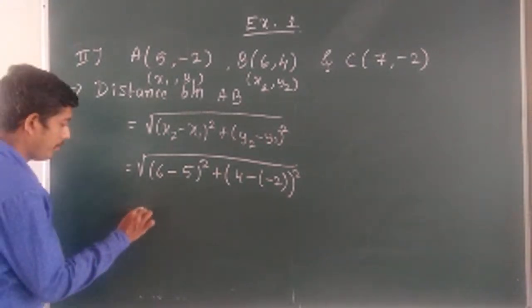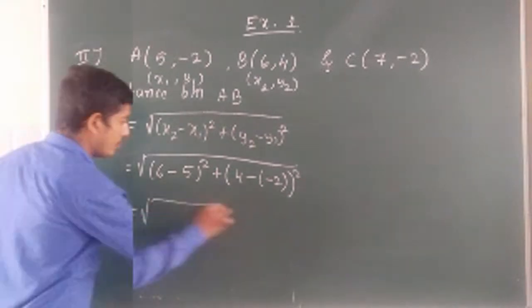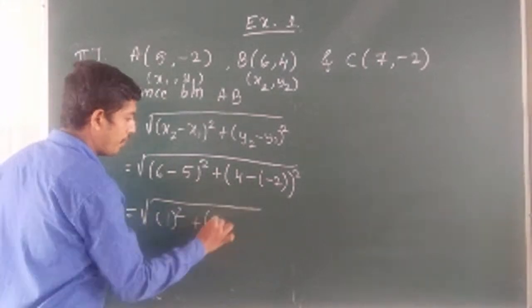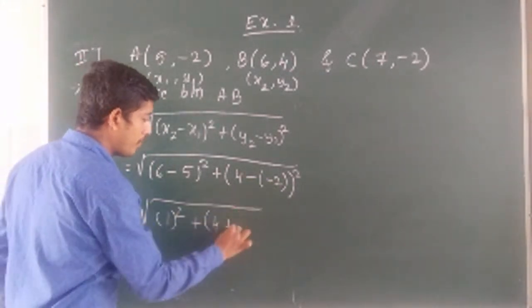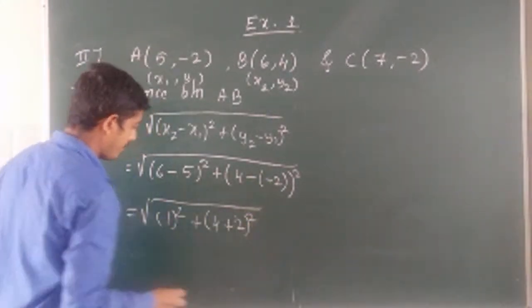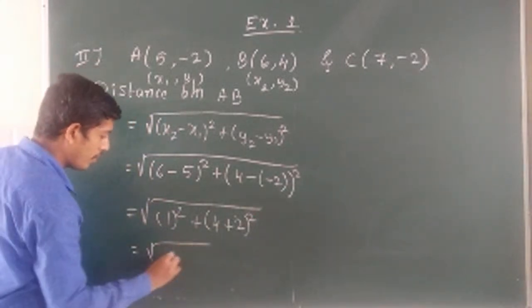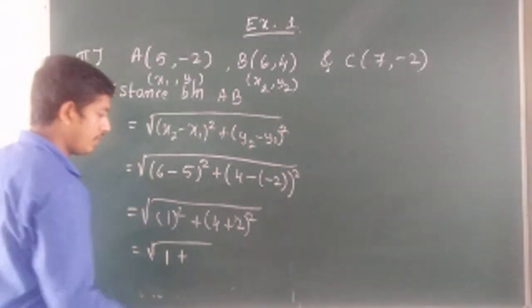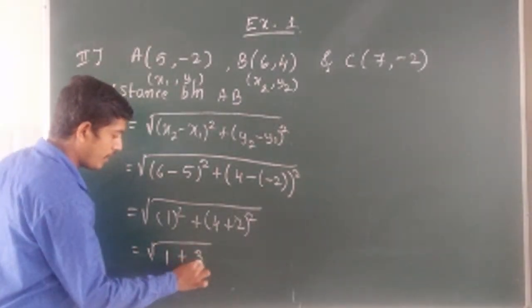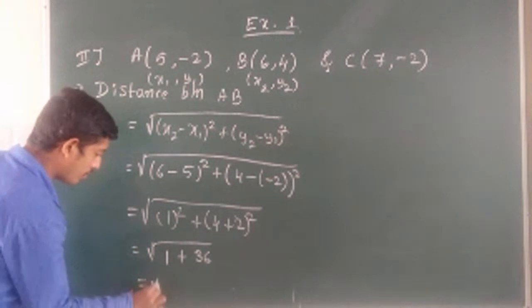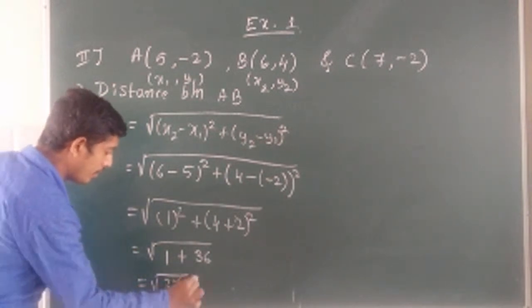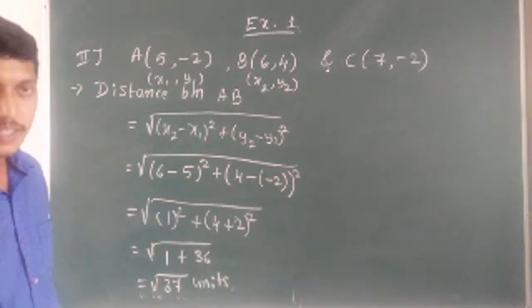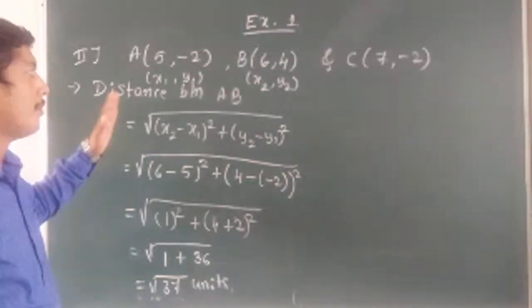It becomes 6 minus 5 is 1 square plus 4 minus into minus, plus 2 square. So it becomes square root of 1 square is 1 plus 4 plus 2, that is 6 square, and 6 square is 36. That is equal to square root of 37 units. Now we got the value of AB.